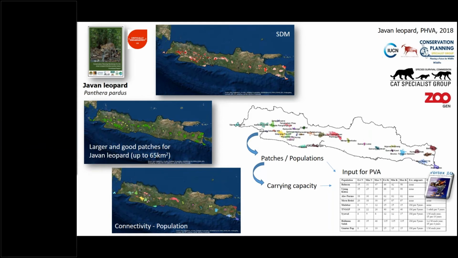The second example comes from the Javan leopard. We ran the SDM for this species in the PHVA in 2018, and the model allowed us to identify the larger and good patches for the Javan leopard. Based on this, and also on the information that came from the field about species movement and connectivity, we were able to identify 30 isolated populations of Javan leopard, and we estimated the carrying capacity for each one. All this information was included as parameters, improving the PVA and reducing the uncertainty in the estimates.